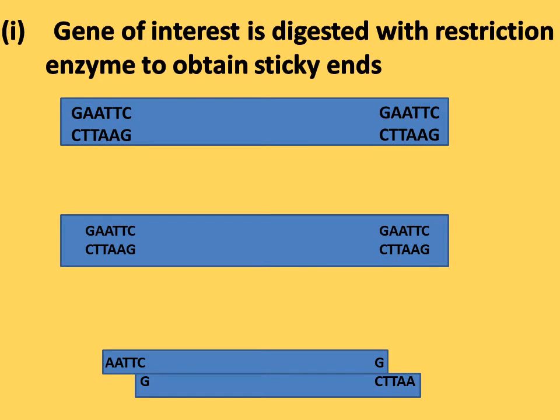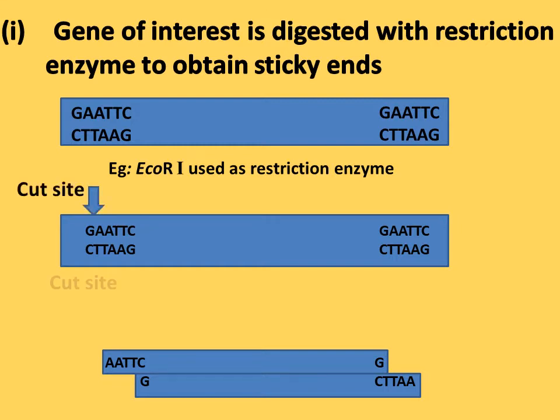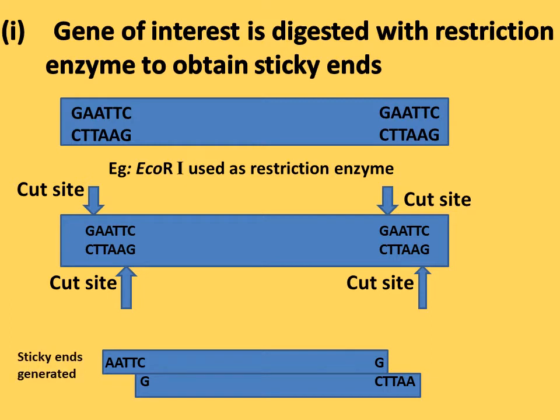For example, if we use EcoR1 as our restriction enzyme, the specific recognition sequence of EcoR1 is present in our gene of interest, which is depicted over here. EcoR1 recognizes the palindromic sequence and cuts specifically at the positions which are shown over here with the help of the arrows. Then it generates the overhangs which form the sticky ends, as we can see over here.